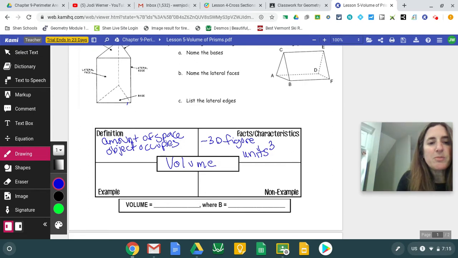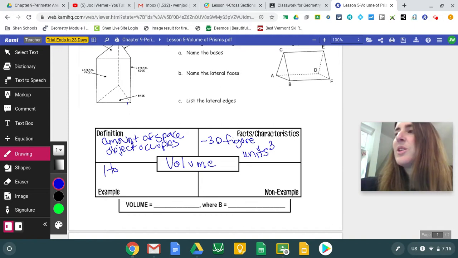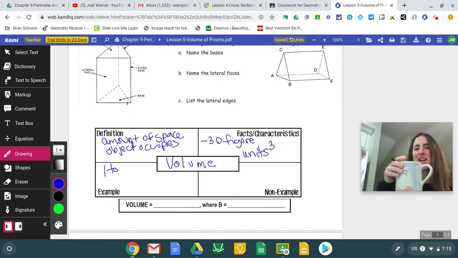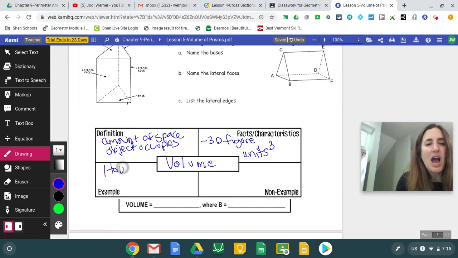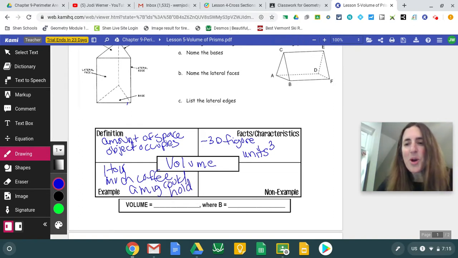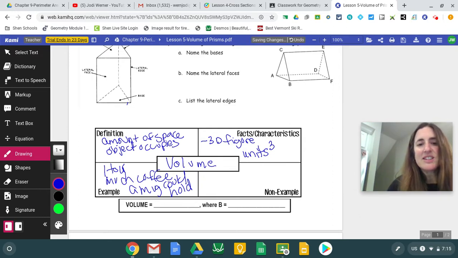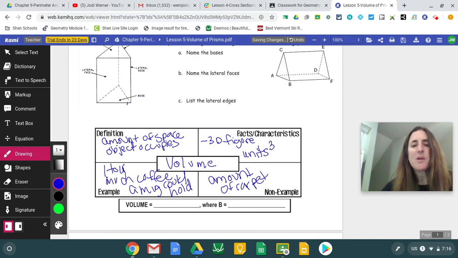So an example of a volume would be how much coffee my coffee mug would hold. That could be the volume. I should figure that out later. So like how much coffee a mug could hold. Or a non-example would be, say I needed new carpet. It would be the amount of carpet that would be needed to put down on the floor. That would be more of a surface area question.